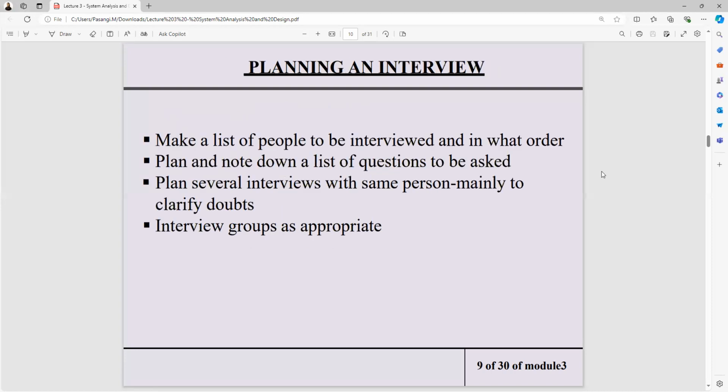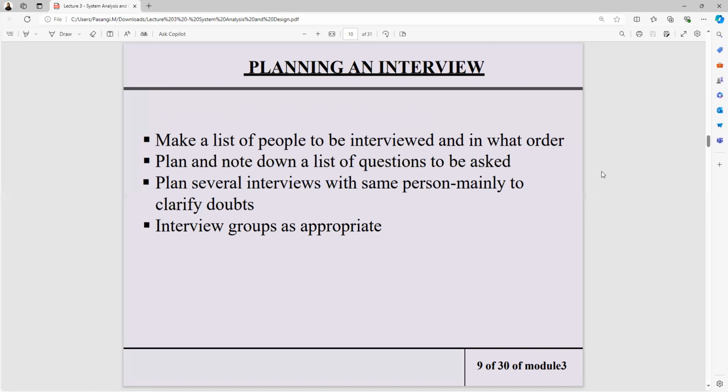Then how are we going to plan an interview? When it comes to planning an interview, what are the things we need to think about? There we have to make a list of people to be interviewed. First, we need to identify who the interviewees are, and also what the order of them would be. And then we need to plan and note down a list of questions to be asked.